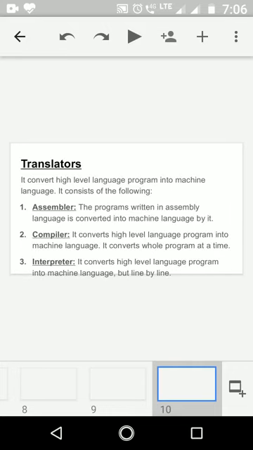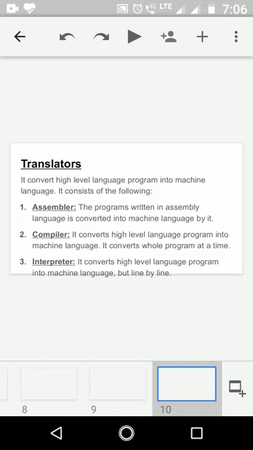So here we have completed the classification of computer languages, all the four types. Now let us see some more topics. The first one is translators. Translators, as we have already discussed, are used to convert high level languages into machine languages. There are three types of translators which we are going to discuss.